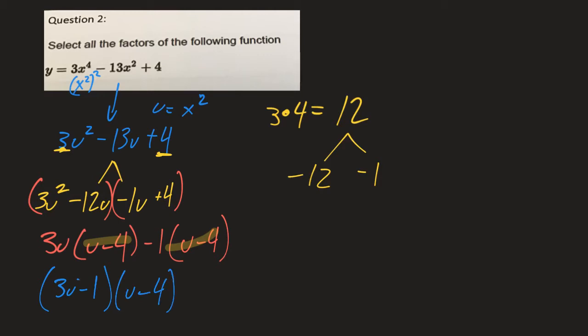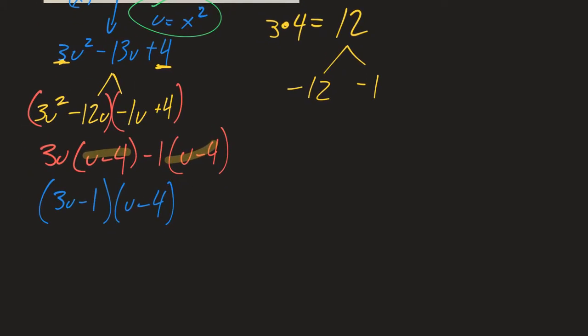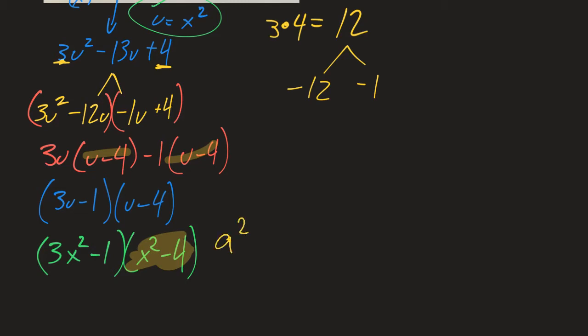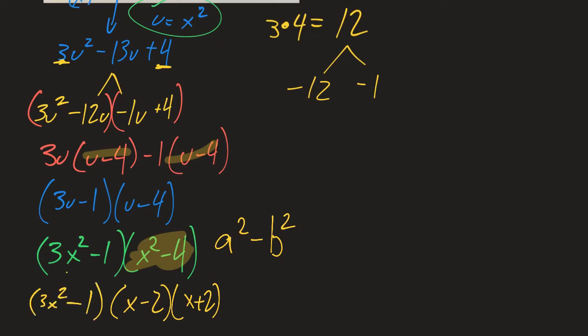Now, don't forget, we didn't start with u. We actually started with everything in terms of x. So this piece right here is going to come back into our problem now. And we're going to have 3x squared minus 1 and x squared minus 4. And I'm hoping this jumps out at you immediately, that x squared minus 4 is actually one of the factoring patterns. It is a squared minus b squared. So that one will break down into x minus 2 and x plus 2. And the other one, however, is not squares, so we're just going to leave it 3x squared minus 1. So the three factors you should find: 3x squared minus 1, x minus 2, and x plus 2. So those would be your three answer choices that you should find.